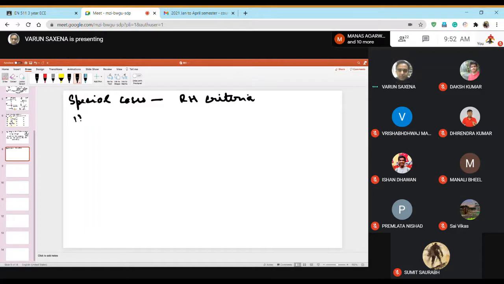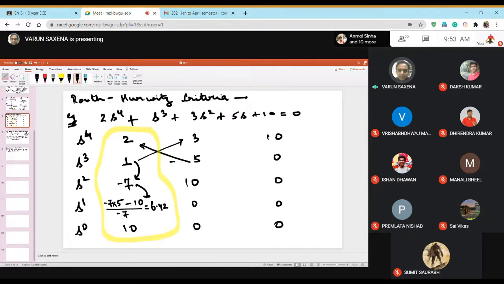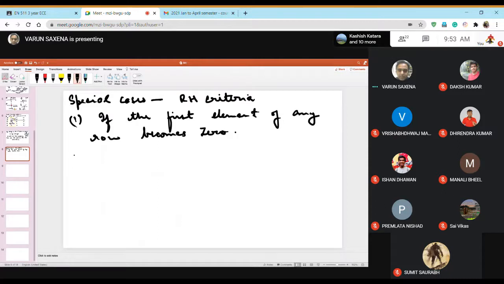Okay, one is if the first element of any row becomes 0. That means if you look at this, suppose let's take this row. So if suppose instead of 1 we had a 0 over here, that is what I mean. So the first element of any row becomes 0. That is a special case.